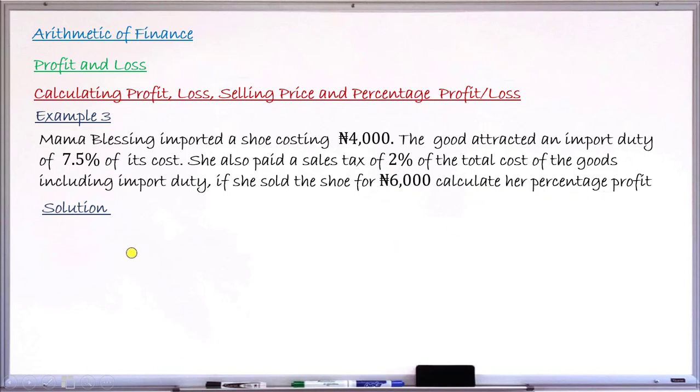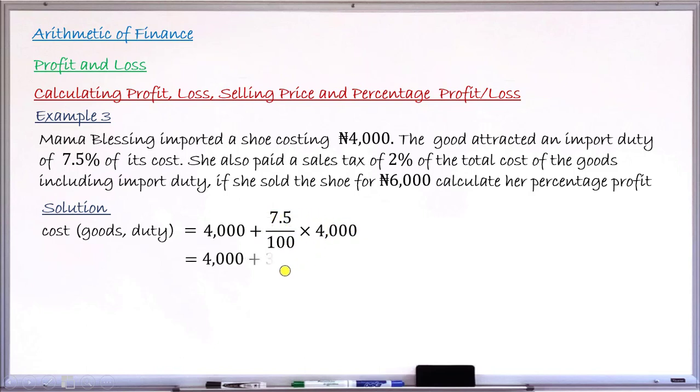So what we now do first is to get the total cost of the shoe, that is this 4,000, the real cost, plus the duty that she paid while entering the country. So let's just get that very cost. That is the cost of the goods plus the duty. The cost of the goods is 4,000. So let me just substitute it. Plus the import duty, 7.5% of the 4,000. So simplifying this, 7.5% of 4,000 gives you 300 naira. So 300 naira added to this 4,000 gives 4,300 naira. So this is the total cost of the good. That is the real cost plus the duty.